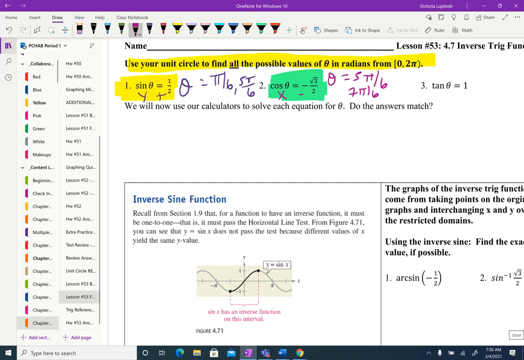Then for the tangent, the tangent being equal to positive 1, you would have to know that a tangent is a y value over an x value. In order for the tangent to be positive, that could either occur if you had a positive divided by a positive, or a negative divided by a negative. So you're going to be looking in either quadrant 1 or quadrant 3. Further, the only way that the tangent can be a 1 is if the sine and the cosine are equal. So the x and the y have to be the same.